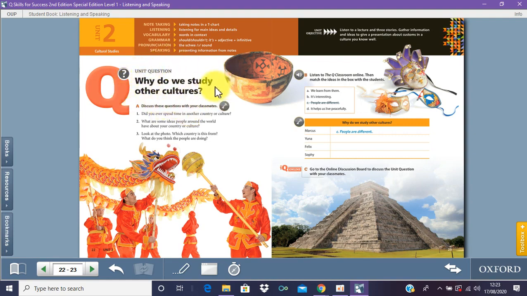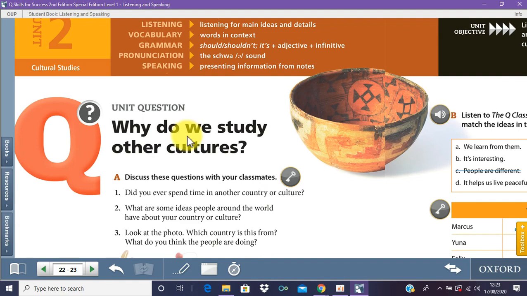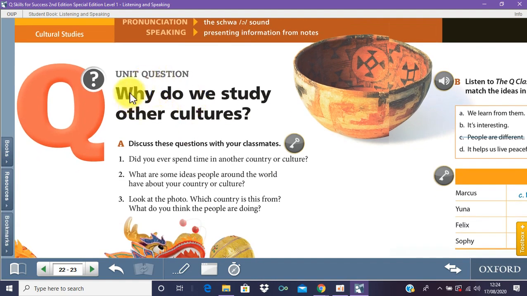Now, culture. The first thing you need to do is understand what the meaning is. When you say why, the answer is because. Study means why do we learn about new things. Other cultures. Now, why do we learn, for example, English? We learn English so we can get better jobs, we can speak the language with more people, and English is one of the biggest languages in the world. So why do we learn other cultures?